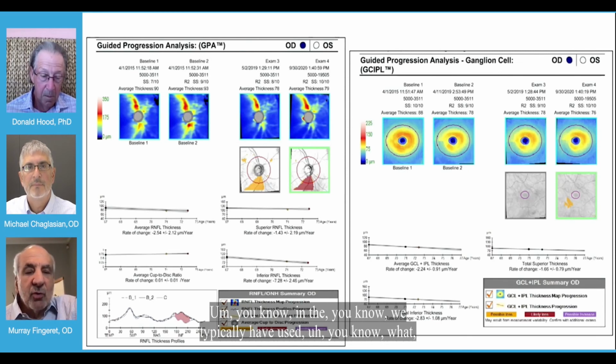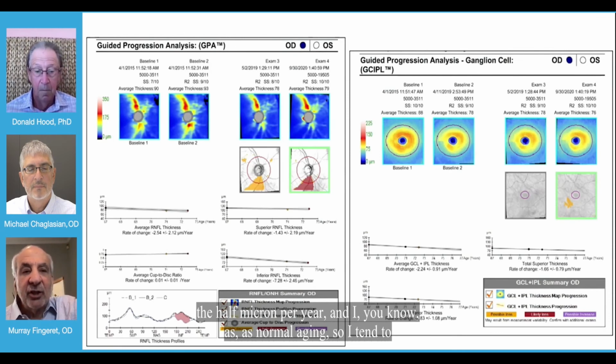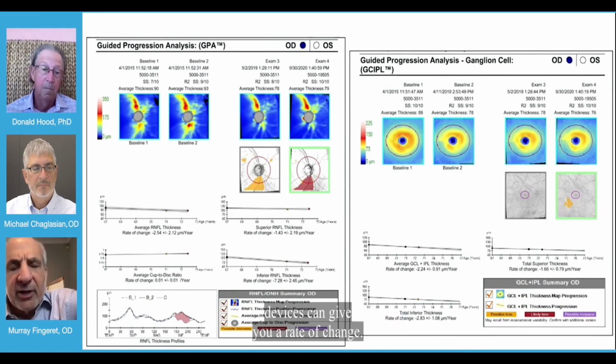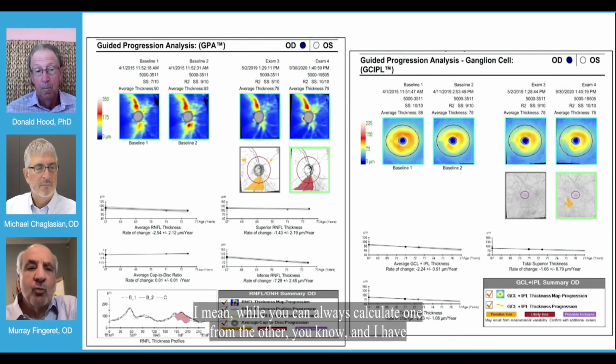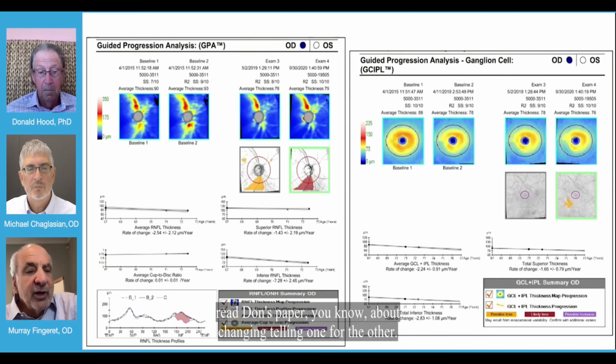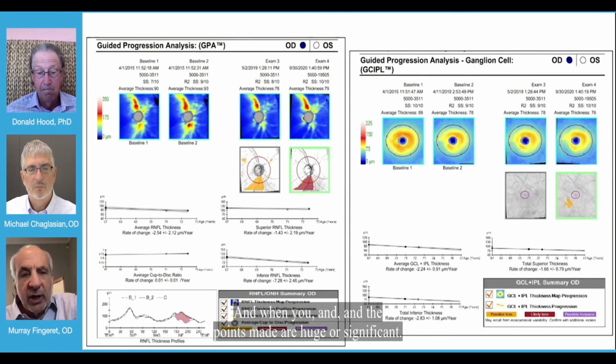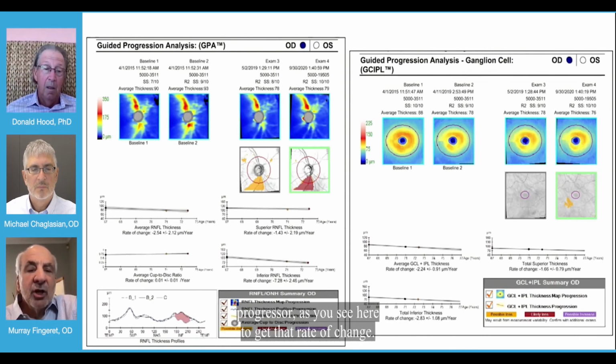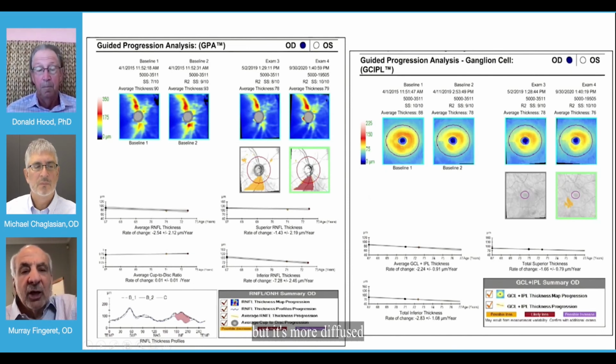We typically have used the half micron per year as normal aging. So I tend to use the number has to be greater than 1 micron per year. Yep. And you really need at least three of these before I think any of the devices can give you a rate of change. While you can always calculate one from the other, I have read Don's paper about that, and the points made are significant. I also just like to have multiple tests done over time when you don't see as rapid a progressor as you see here to get that rate of change, because there are times where the change is significant, but it's more diffuse, and this rate of change can be helpful.